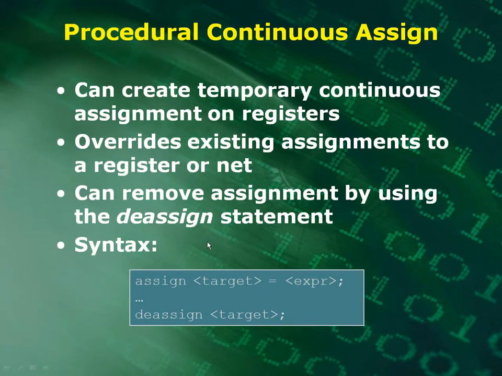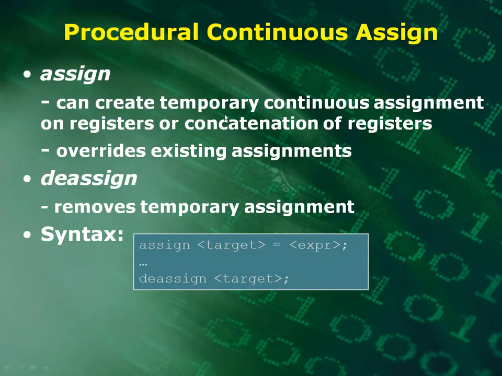Now we want to look at procedural continuous assigns. And there's a couple of forms of this. One is where we use the assign and deassign statements, and then we're going to look at another pair that are called force and release. It's similar. We can create a temporary continuous assignment on a register, and it overrides the existing assignments to a register or net. You can remove assignments by using the deassign statement.